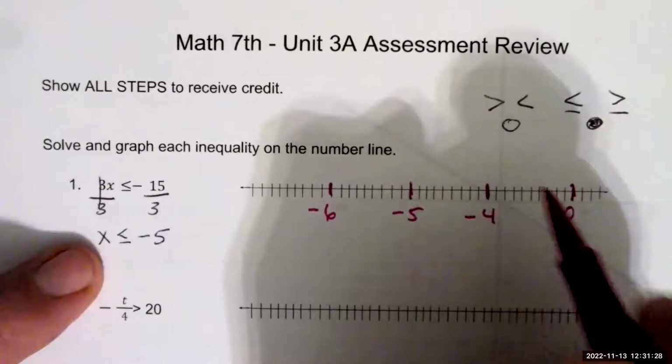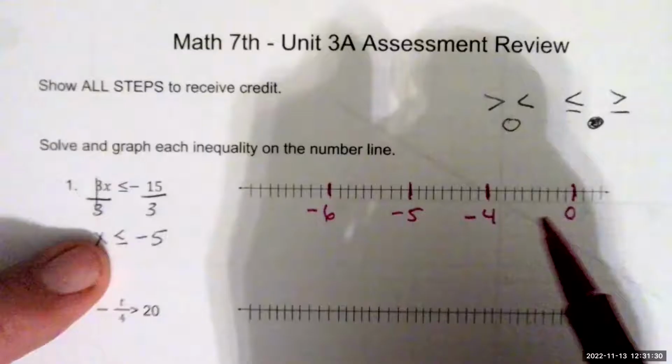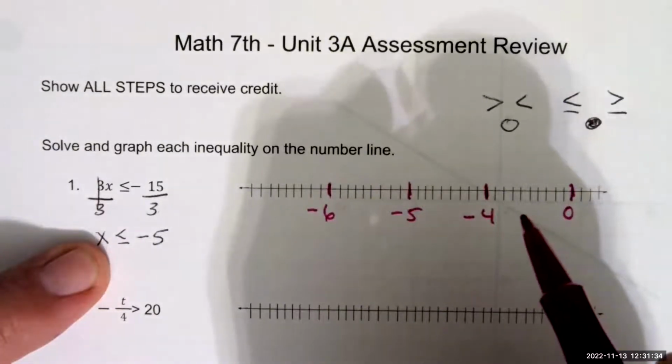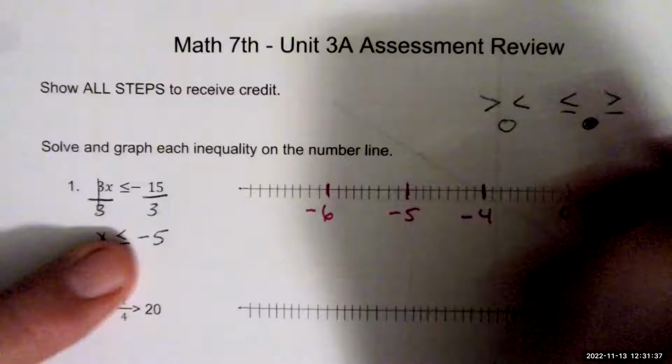All right, so look, is it going to be an open or closed circle? If you look, you'll see that there's an equal to sign. That means we're going to have a closed circle. So I'm going to put a closed circle on -5.